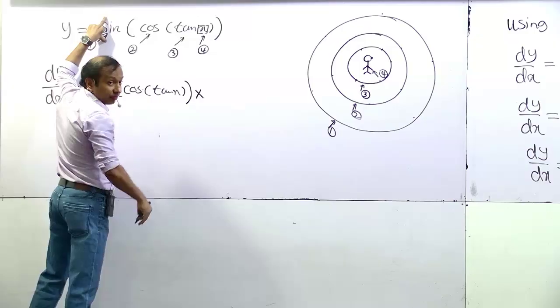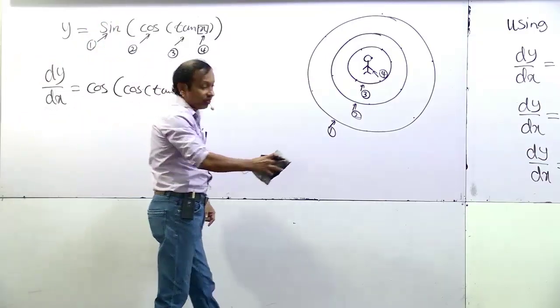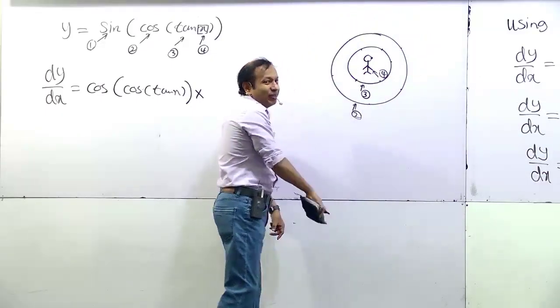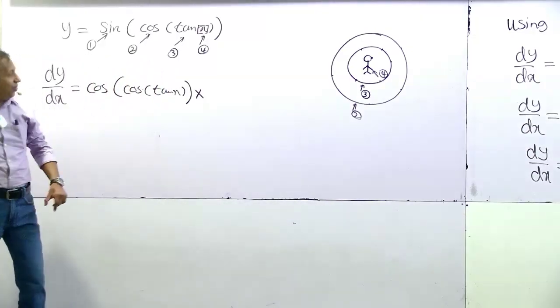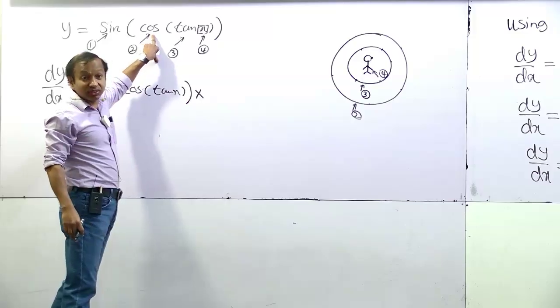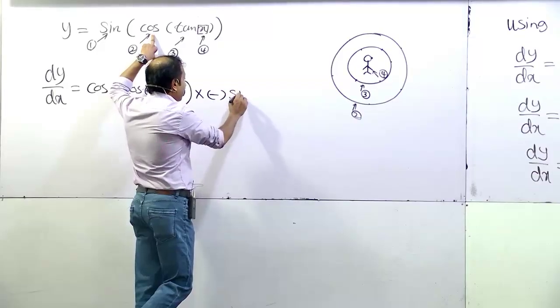Now multiply. Then the most outer ring soldiers are now killed. The princess is a little bit happy now. Now what do you have? Second one. What is the derivative of cos? Minus sine.